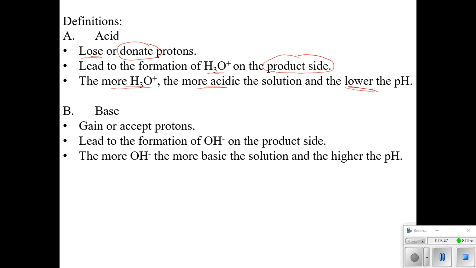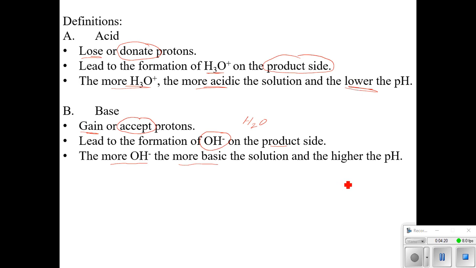The Bronsted Lowry definition of a base is that bases will accept protons. So acids donate protons, bases accept or gain the protons. If we have a base that's gaining the protons, typically where it's gaining it from is water. So if we take water and strip a proton away, what we're left with is this here on the product side. The more hydroxide ion that you have, the more basic the solution is going to be.